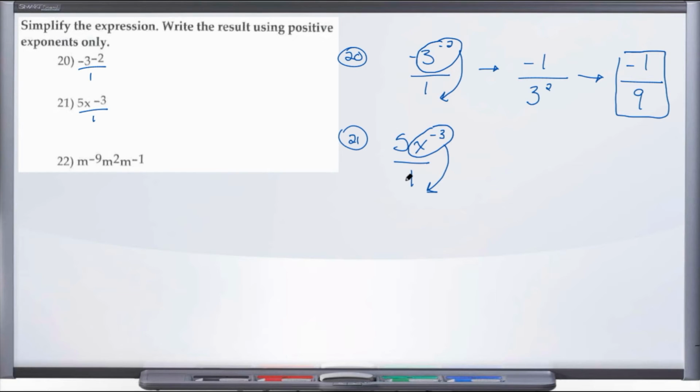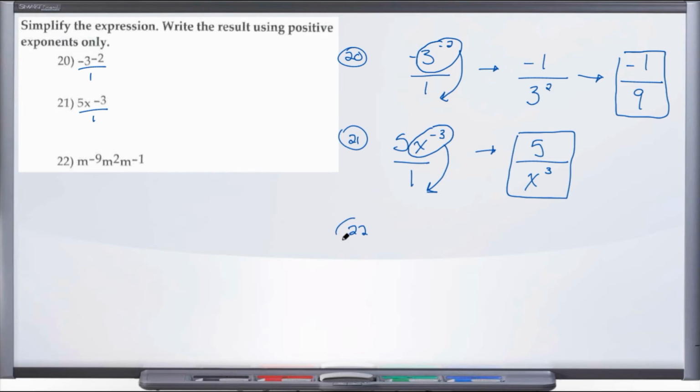All right, so when we move that x to the negative 3 downstairs, well, what's left in the numerator? 5. And now we're moving this x to the negative 3 downstairs, and the only thing that changes is the sign of the exponent. So instead of negative, now we have positive. And so for number 21, we have 5 over x to the third.